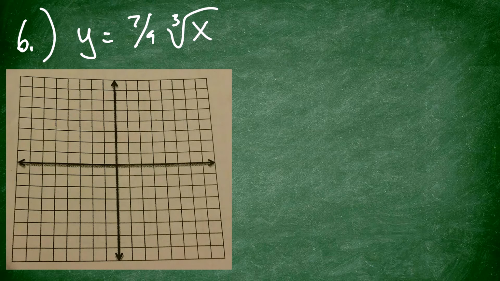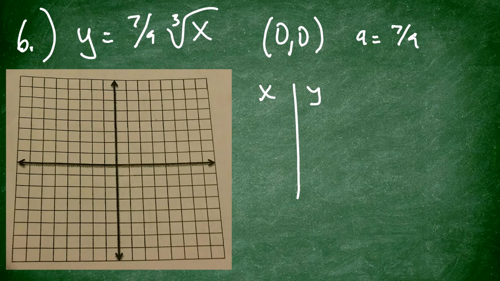Alright, number 6 is 7/9 cube root of x. Once again, everything's exactly the same. I find 0, 0. A is 7/9. I just find that just so I don't mess up. It's a middle point, so I put 0, 0 in the middle. I have negative 1, negative 8, plus 1, plus 8.